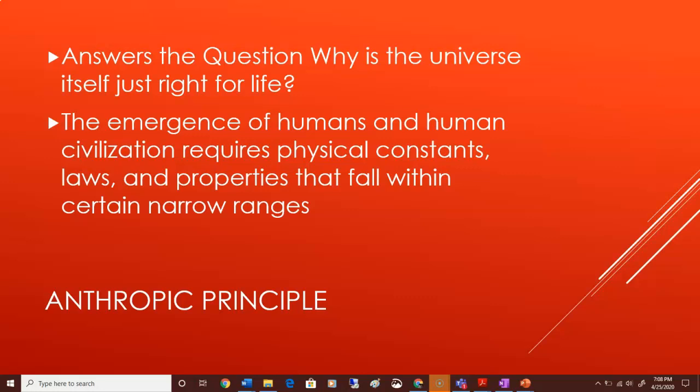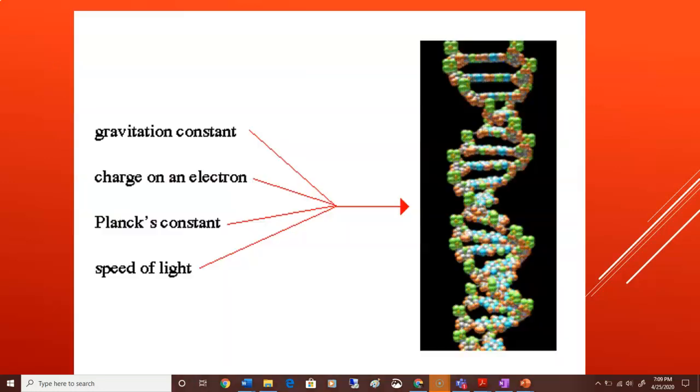Taking a look at the idea of the anthropic principle, which is really just a question saying that the universe itself is just absolutely right for life. The emergence of humans and human civilization requires many physical constants, laws, and properties that fall within a very, very tiny range. This range is ever so small, ever so tiny, and we see it constantly throughout the universe. Things such as the gravitational constant, the charge on an electron, Planck's constant, and the speed of light.